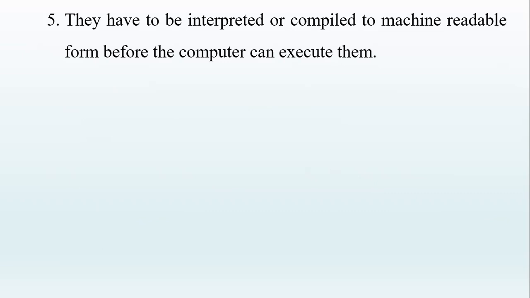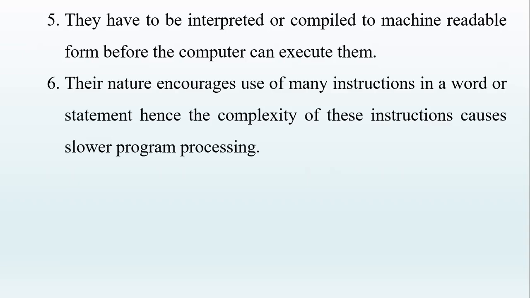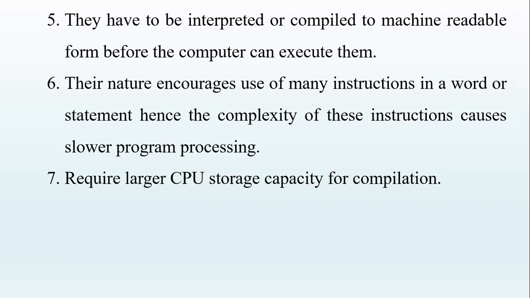Number five, they have to be interpreted or compiled to machine-readable form before the computer can execute them. Number six, their nature encourages use of many instructions in a word or a statement. Hence, the complexity of these instructions causes slower program processing. Number seven, they require larger CPU storage capacity for compilation.